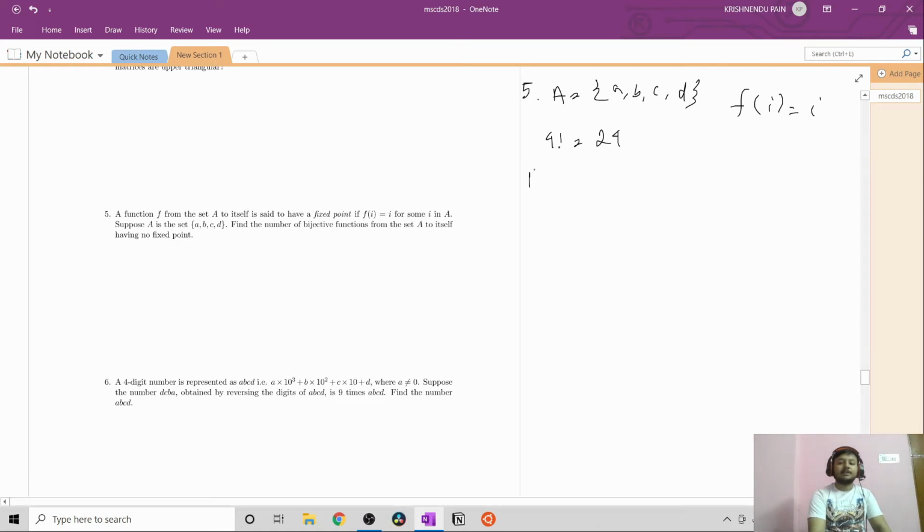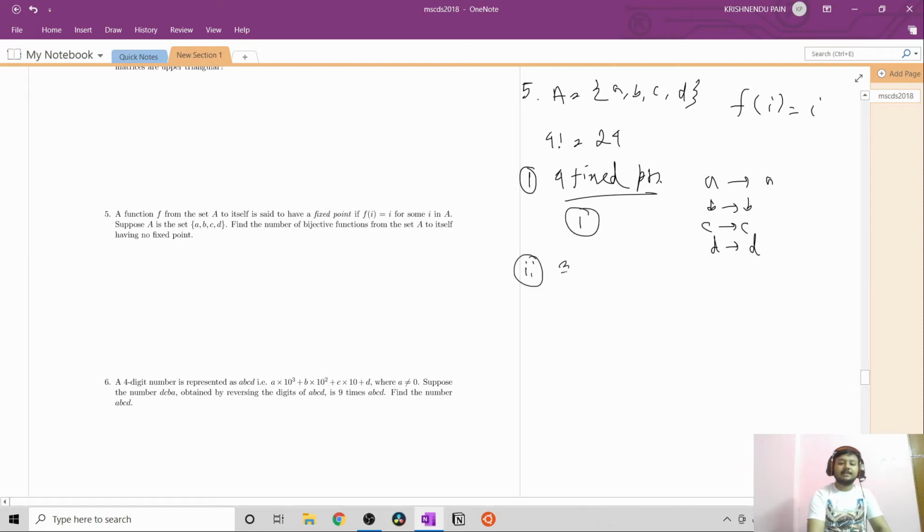Okay, first is when there are 4 fixed points. So A maps to A, B maps to B, C to C, and D to D. How many ways can this be possible? This is possible only one way, so 1. When there are 3 fixed points, so 3 points are each mapping to themselves. Suppose A is mapping to A, B is mapping to B, C is mapping to C. Then automatically the other point will map to itself. So this is already the first case. So there is no case with exactly 3 fixed points. So the total number is 0.